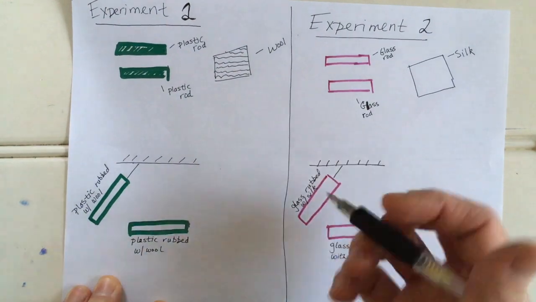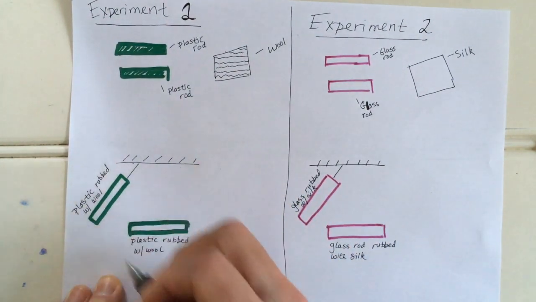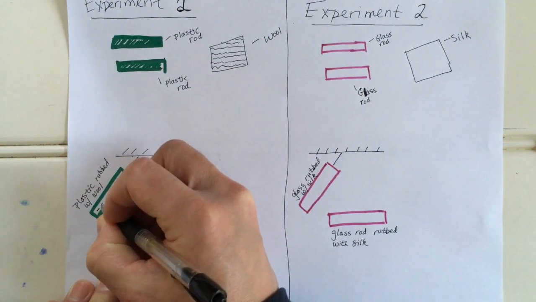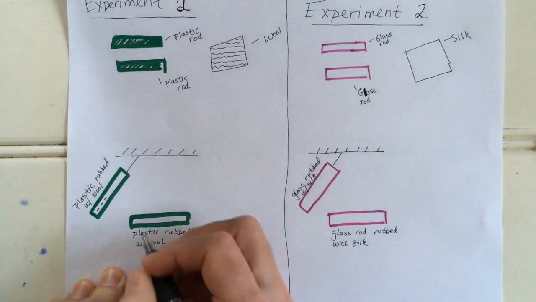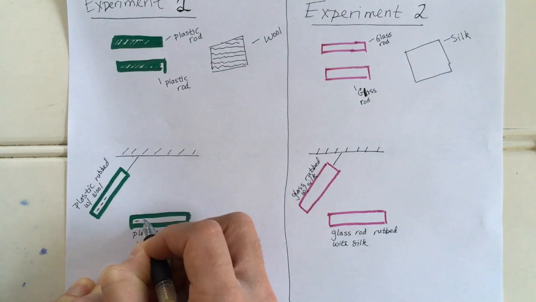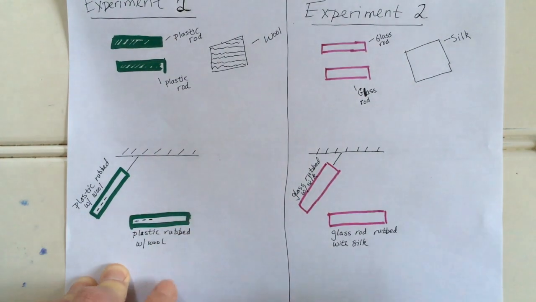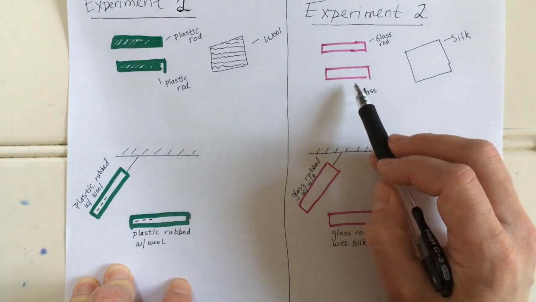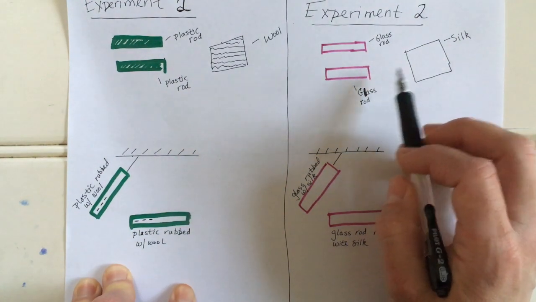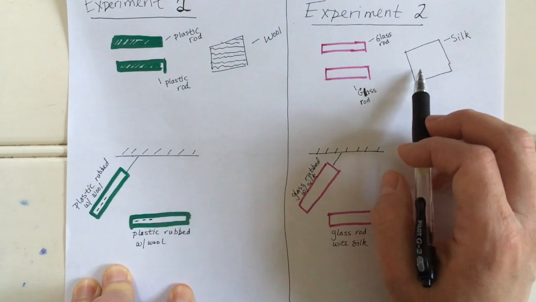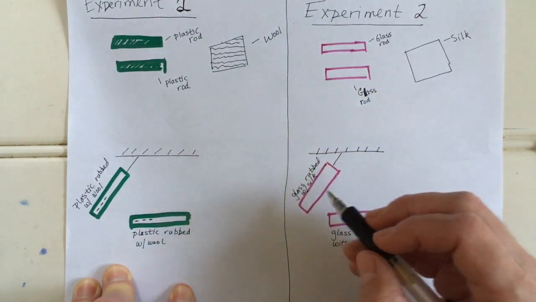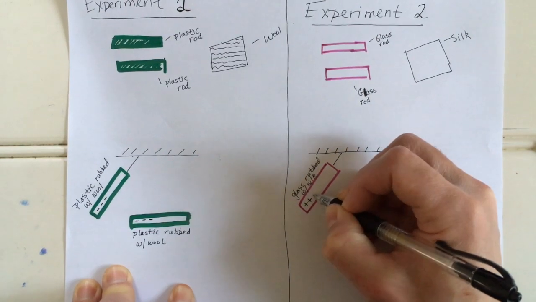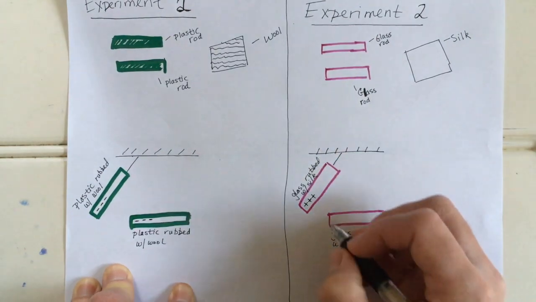Now, how many does it take? I don't know. I'm going to go ahead and draw three charges here. So I'm going to draw a negative, negative, negative. And then here, I will also draw three negatives. Okay. And then do the same thing here, but glass is actually not very electron hungry. And silk is more electron hungry than glass. So this time, the glass is going to be positive, because it lost electrons to the silk.